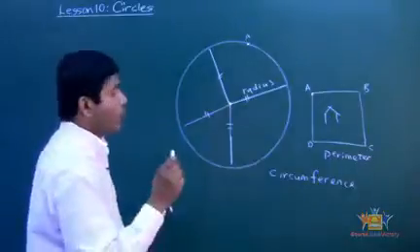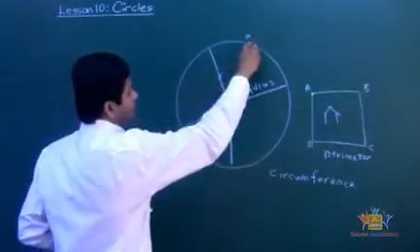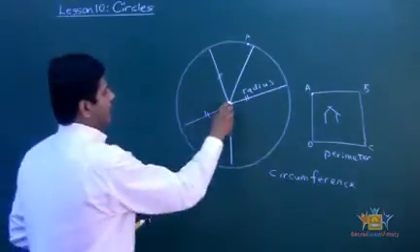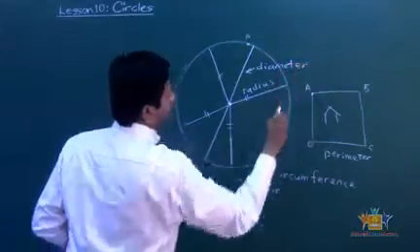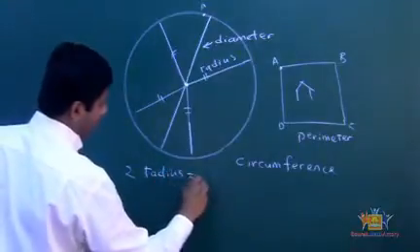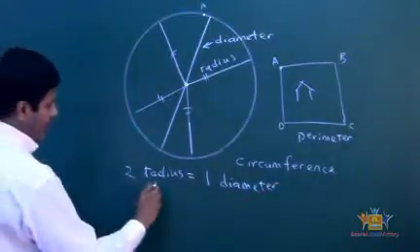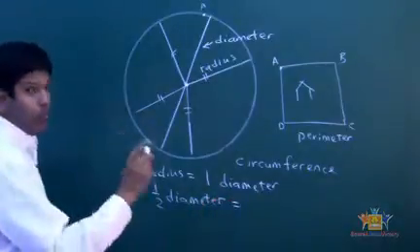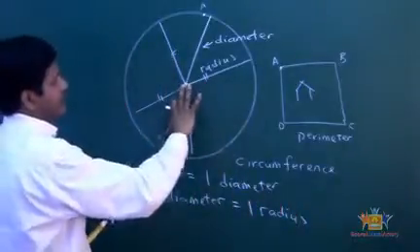Now, when you double the radius, it's called the diameter. If I put a straight line that goes through the center, that is called the diameter. So two radii make one diameter. Very important. In other words, half the diameter makes how many radii? One radius. So half of the diameter is a radius.